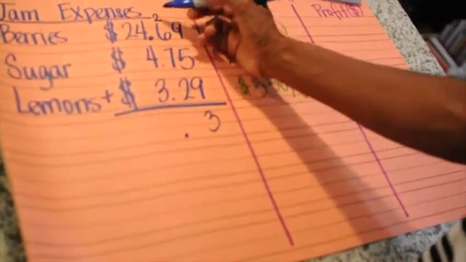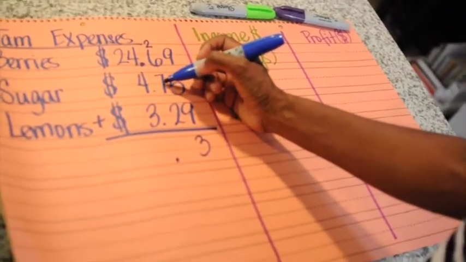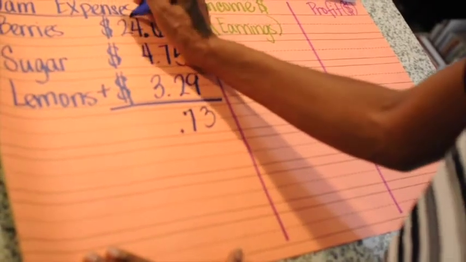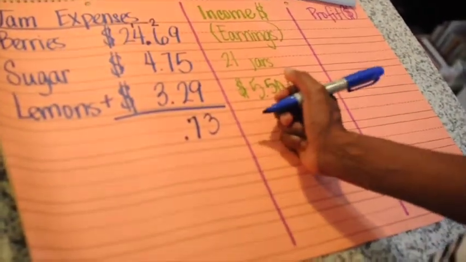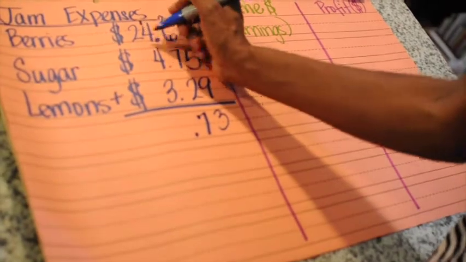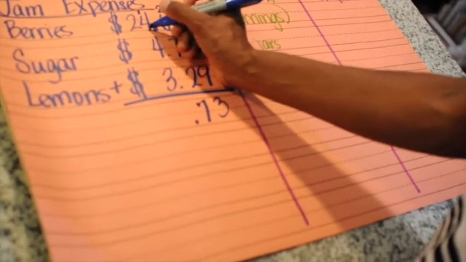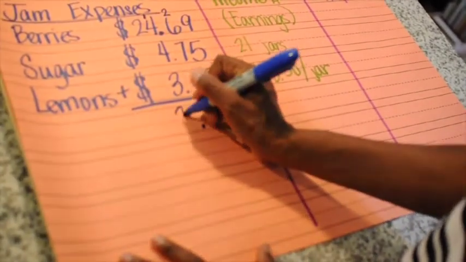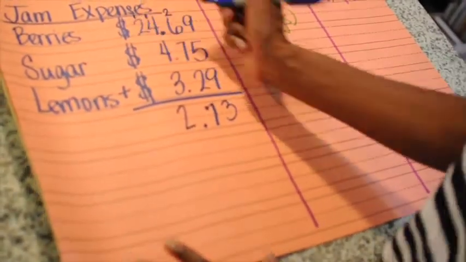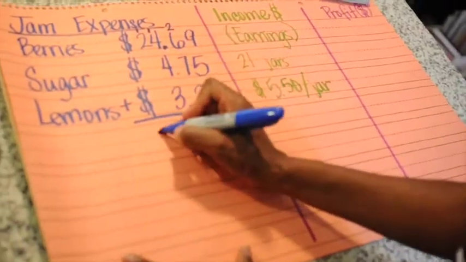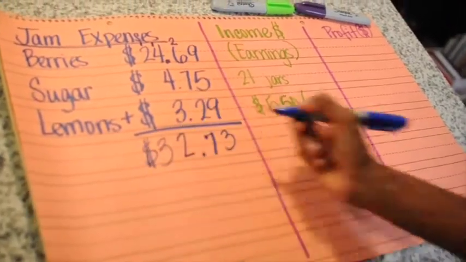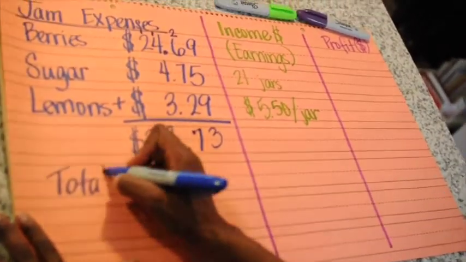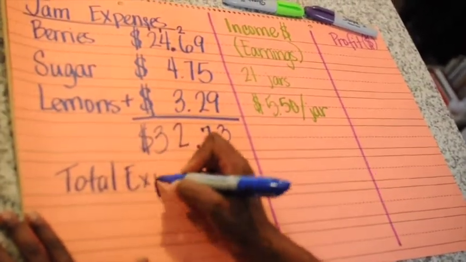I'm going to just confirm that again. 8 plus 7 is 15. 15 plus 2 is 17. Put my 7 down here, and I regroup the 1. Now I have 1 plus 4, that's 5. 5 plus 4 would be 9. 9 plus 3 would be 12. I get to carry my last one. 1 plus 2 is 3. So now I see my total expenses. My total expenses are going to be $32.73.